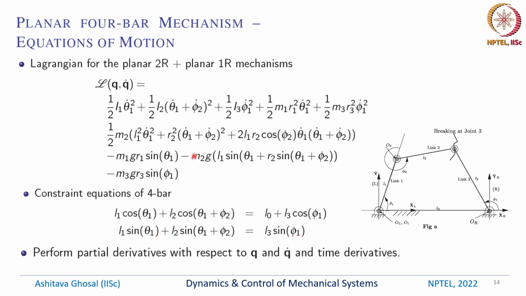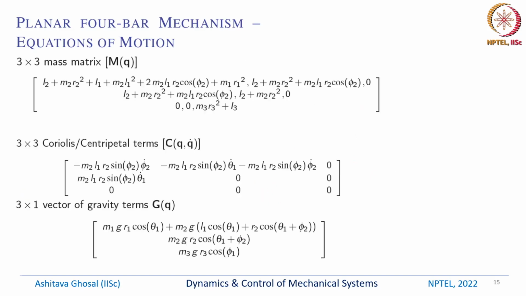Okay, so we have the Lagrangian, we have the constraint equations, and then we can perform the partial derivatives with respect to q and q dot. So what is q here? q is theta 1, phi 2 and phi 1, and q dot is the time derivatives of those. If you do all this work, it is a lot of work, and again I will show you a way to do it using a computer tool, we will get a 3 by 3 mass matrix.